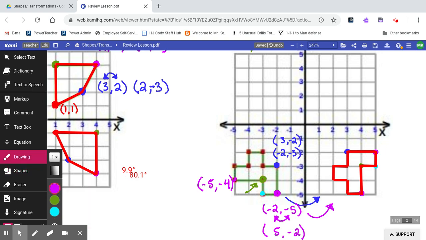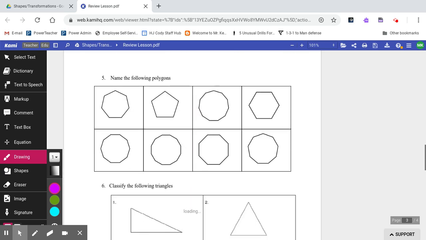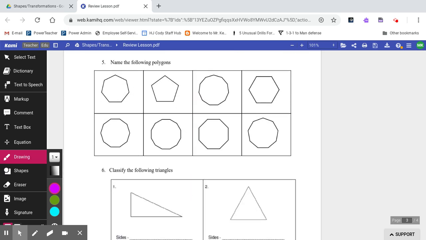I understand if it's hard to do these spinning ones, especially without a good demonstration of what the paper looks like. You could do either method. You could use a piece of tracing paper, or you could use my way of switching the XY coordinates. Awesome. We're going to name some shapes. And then after we're done naming shapes, we are going to do some scaling.